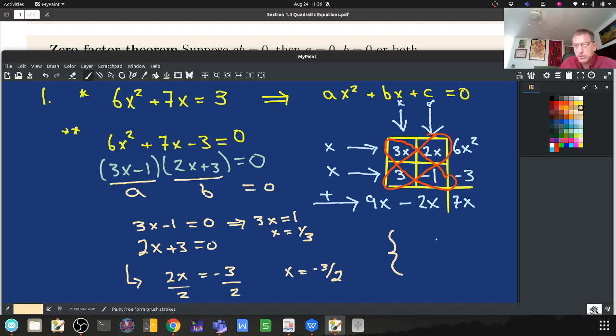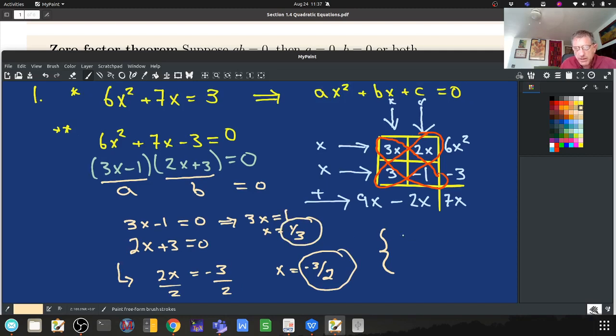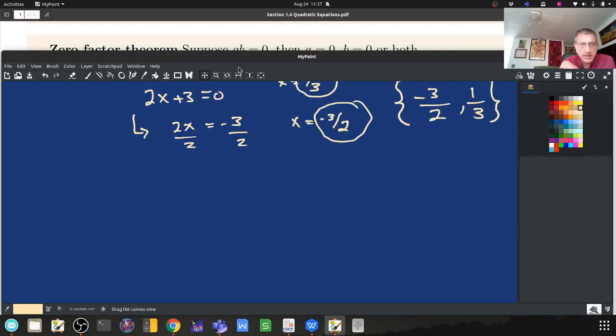Never more than two solutions, but always at least one, because we've extended our numbers to the complex, to include complex numbers. So our solution set contains this solution and this solution. You just write them in there in any order. It doesn't matter if the negative comes first and the positive second, because sets are not ordered. They just contain elements in any order whatsoever. So that's our first example.